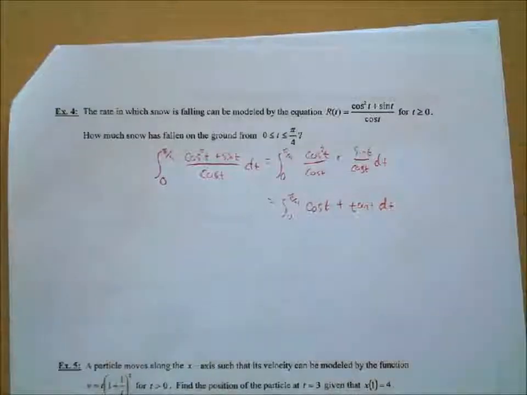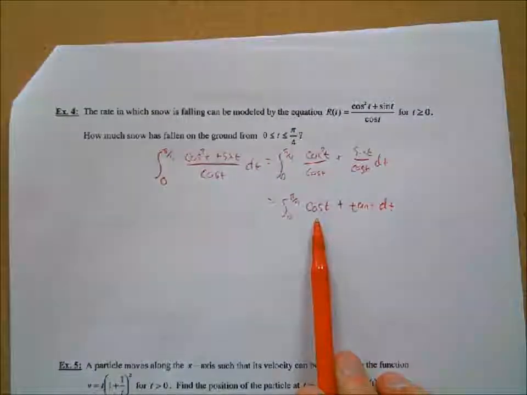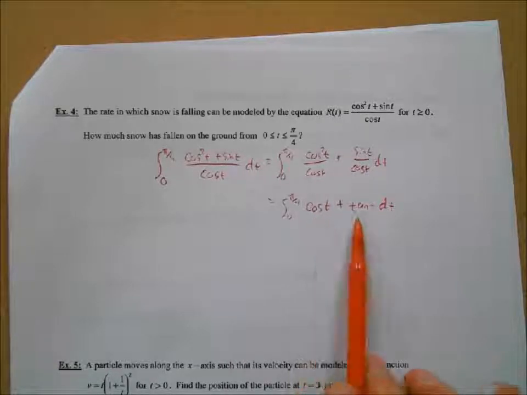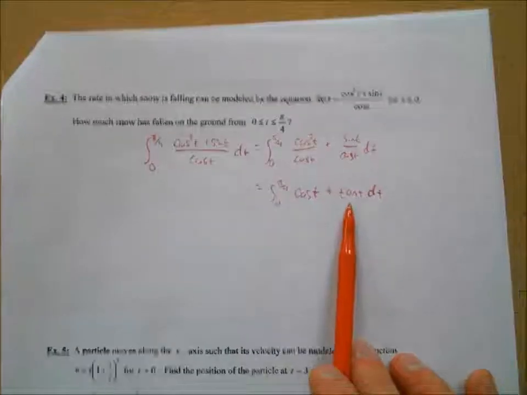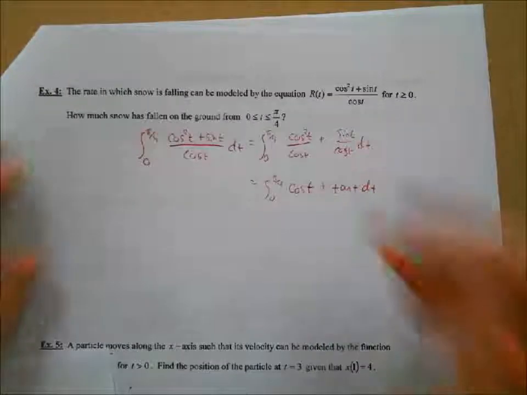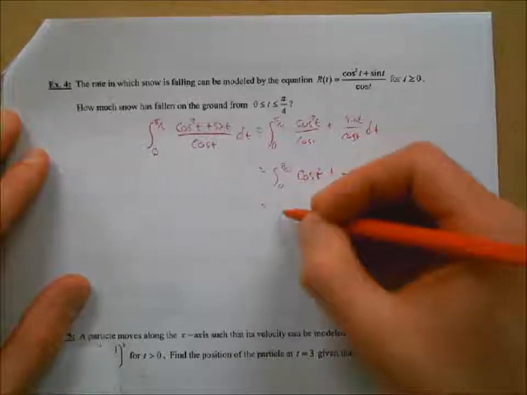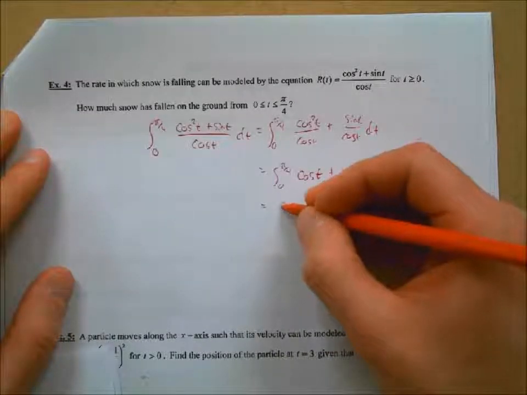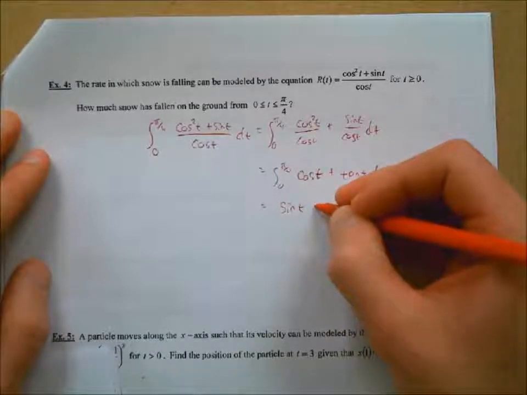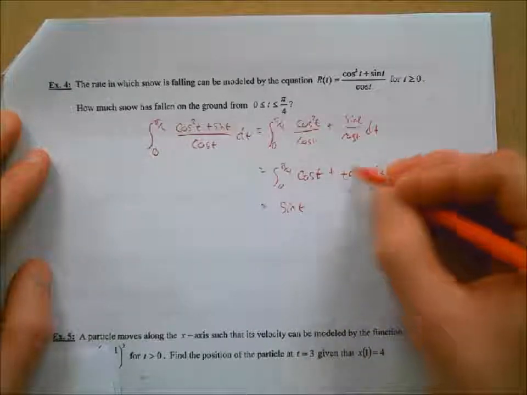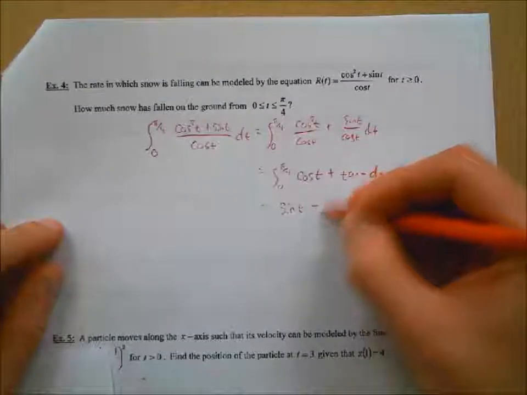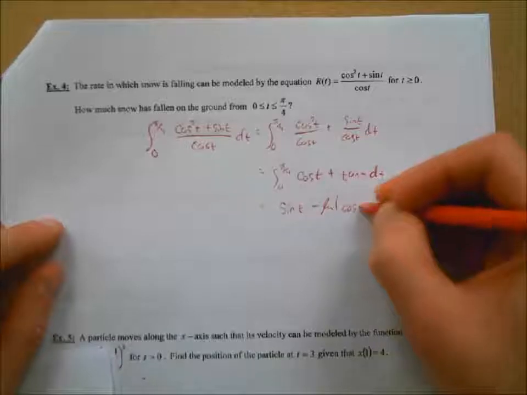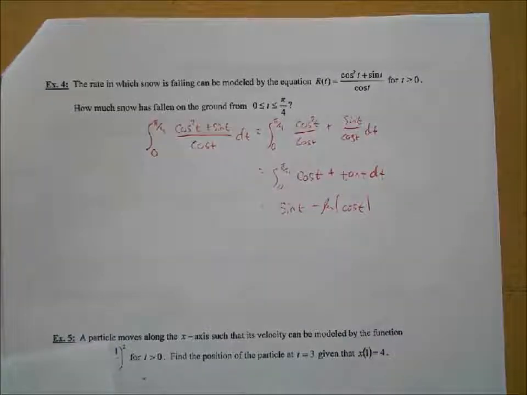Can we integrate cosine? We know how to integrate cosine. Can we integrate tangent? Yeah, we do have a rule for that. Whether you remember or not may be a different story, but we do have a rule for that. So integrating cosine is sine t. And then the integral of tangent is going to be negative natural log of the absolute value of cosine of t.